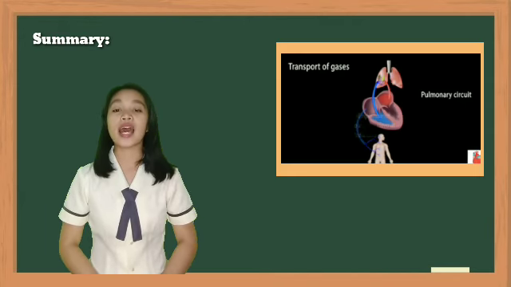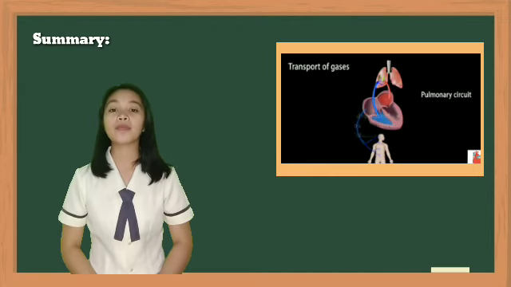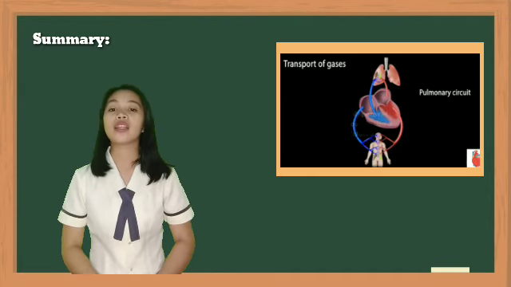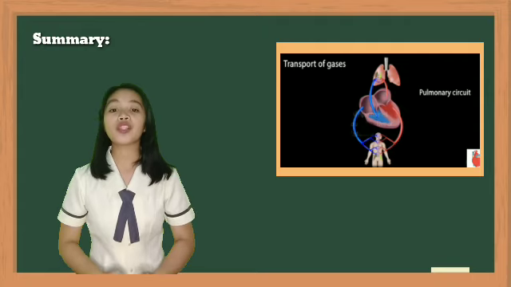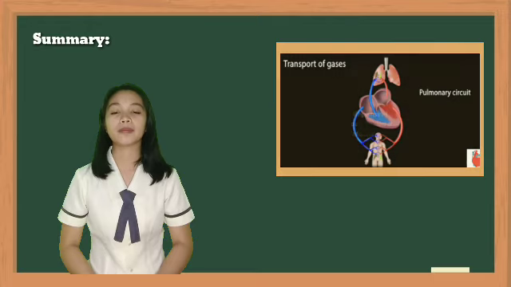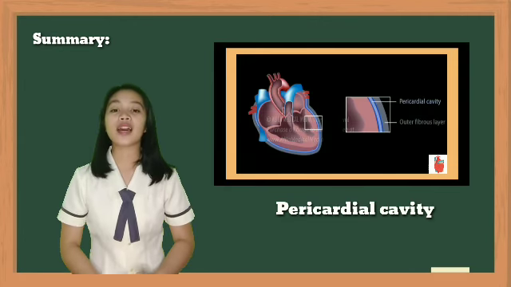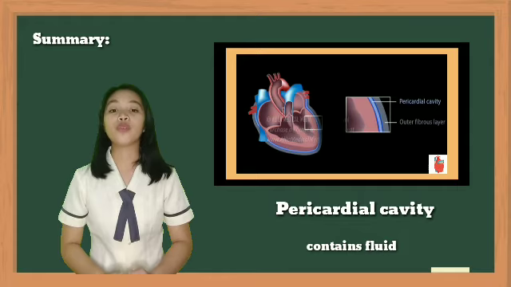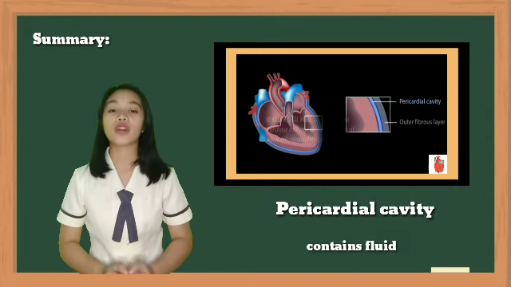Blood low in oxygen and high in carbon dioxide enters the right side of the heart and is pumped into the pulmonary circulation. After oxygenation in the lungs and removal of the carbon dioxide, it returns to the left side of the heart. The left ventricle pumps blood out of the heart to the rest of the body. The pericardial cavity contains a fluid which serves as a lubricant and allows the heart to contract and relax with minimum friction.